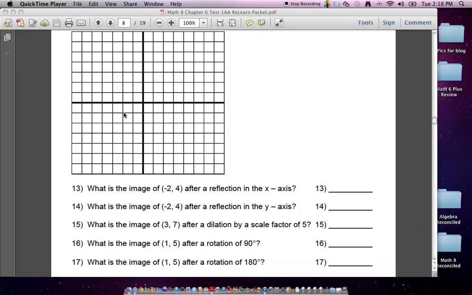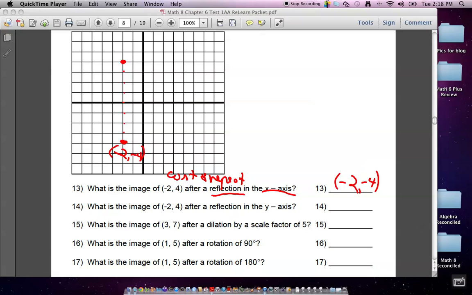It's a flip over the x-axis. So if I go to the point negative 2, 4, negative 2, 4 is right here. If I flip that, I got to count and repeat. That's the phrase we always use for a reflection: count and repeat the distance to the x-axis. So 1, 2, 3, 4, 1, 2, 3, 4. That would be the point negative 2, negative 4. So the answer to number 13 is negative 2, negative 4.